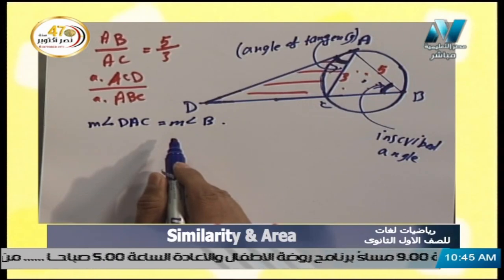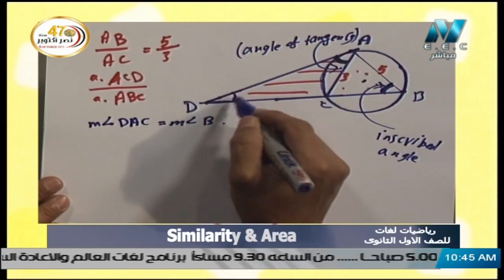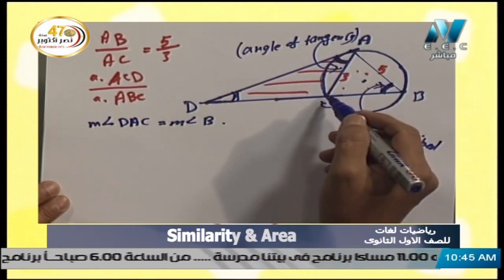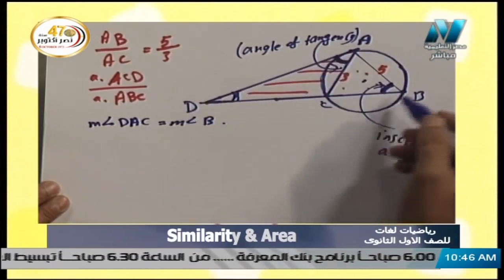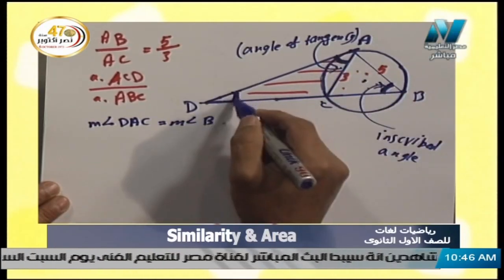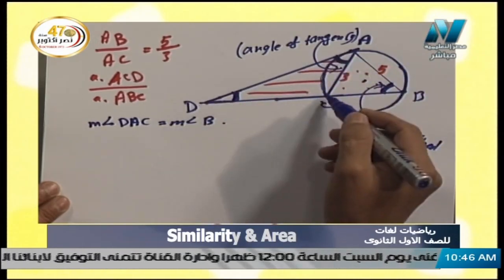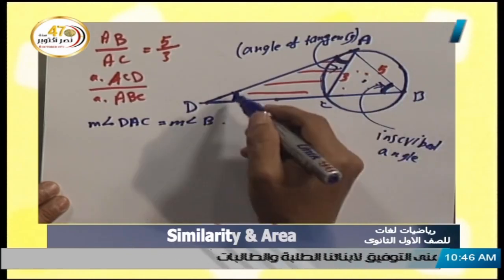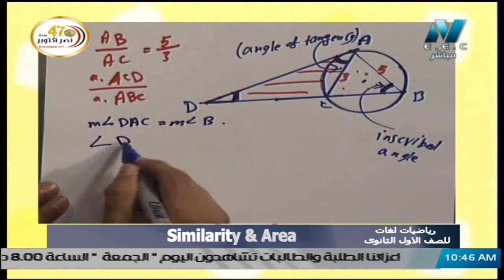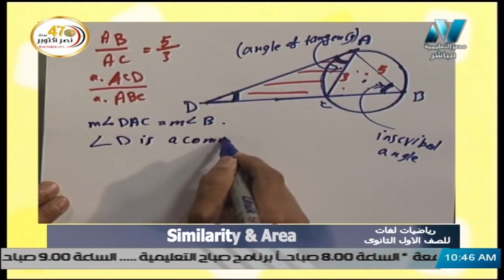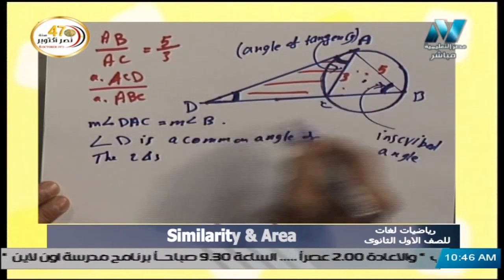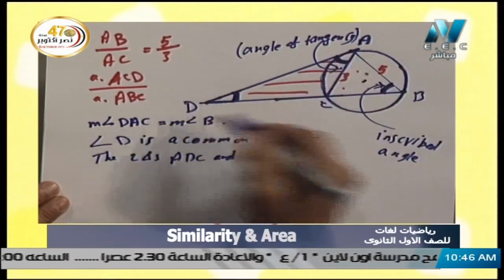Okay, and we know that the angle D here is a common angle between the triangle ADC and the bigger triangle, the whole triangle ADB. So when we said that this angle equals this angle, and we have a common angle here between the two triangles ADC and ADB, since we said D twice in the two triangles, the angle D is a common angle of the two triangles ADC and ADB.